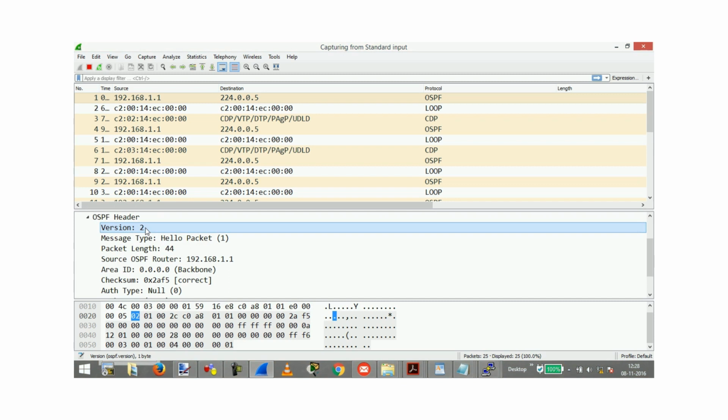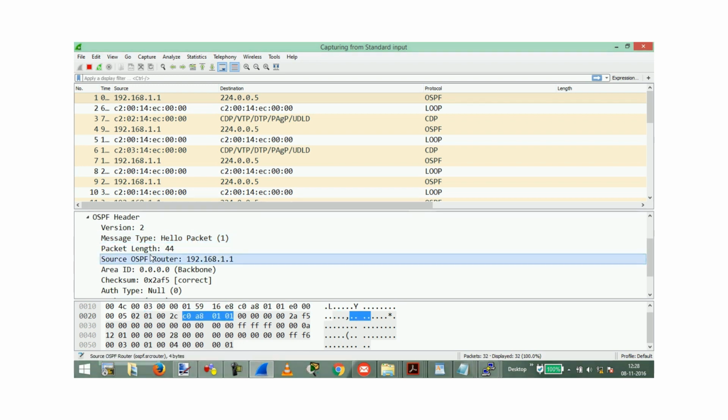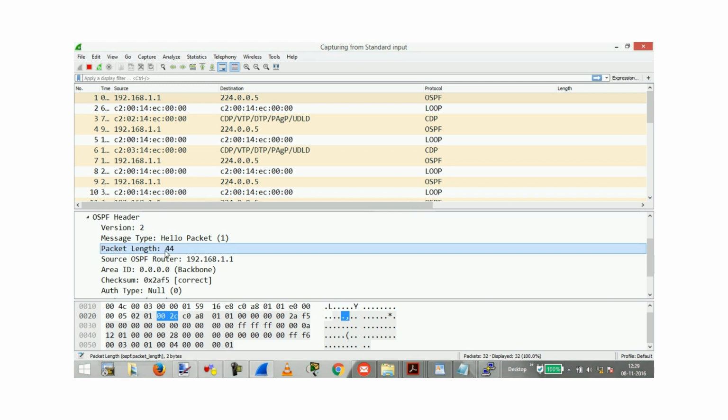Then in IPv6 there is OSPF version 3, not version 2. But for IPv4 there is OSPF version 2. Message type: we know there are multiple types of messages in OSPF. There is hello message, database description message, link state request message, link state update message, link state acknowledgement message. So this field basically tells which type of OSPF message is being carried within this packet. And then we have this packet length, the whole size of this packet.